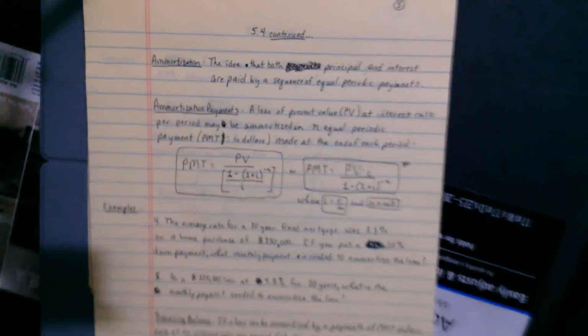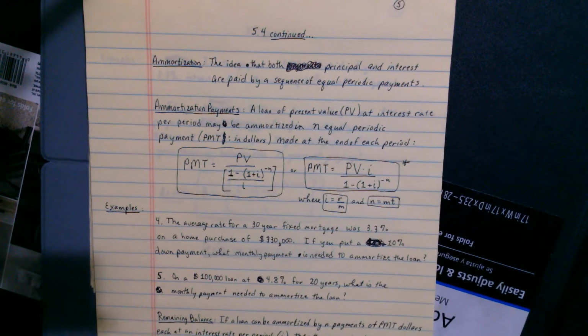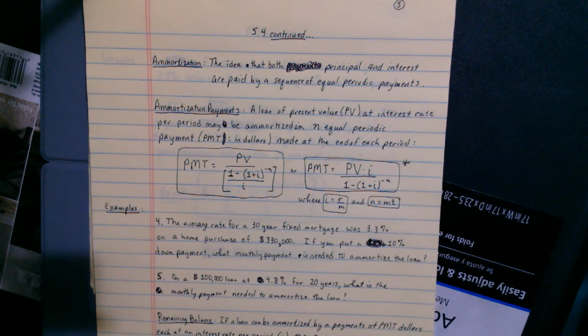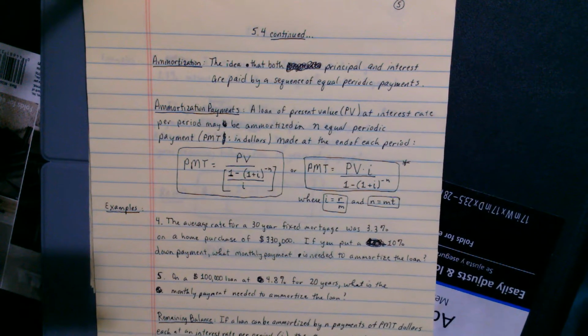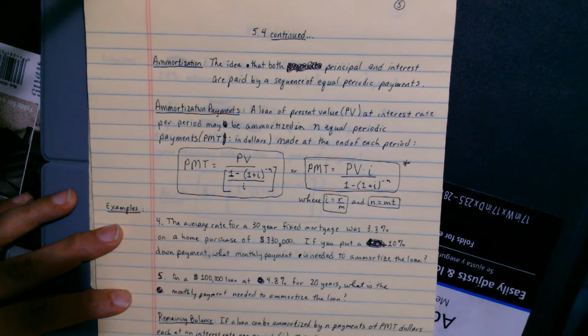Amortization payments are the idea, essentially, that a loan of present value, PV, at interest rate per year, or per period, which is your I, may be amortized in n equal periodic payments. PMT is in dollars, made at the end of each period.